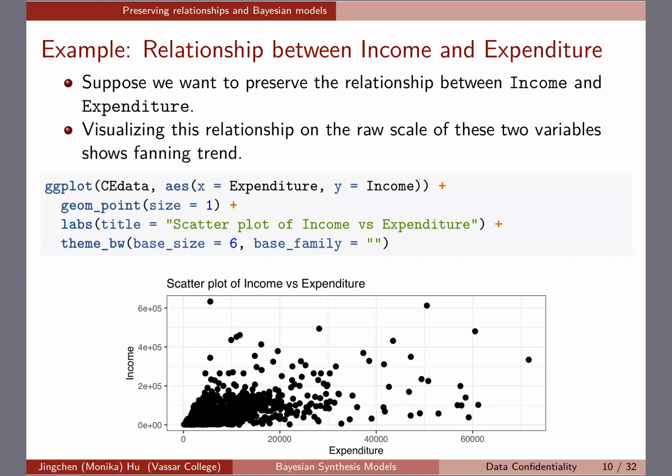All right, so the example is the relationship between income and expenditure. You can always plot them to see what kind of models you want to use. In a statistics class, that's what we call exploratory data analysis. Both of them are continuous, so you can do a simple scatter plot. The relationship is not that clear, especially with the fanning trend that you are seeing over here.